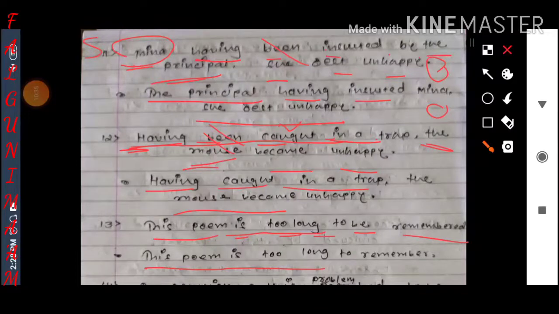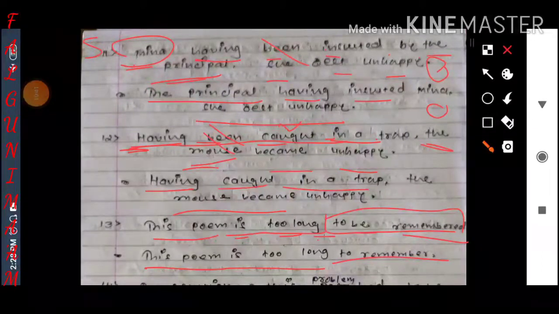Now change the last three words to be remembered. So this removed to remember. Why? Because there is "to". After "to", as we know, there is always a root verb, and after "to" we have remember as a form of root verb. तो यहाँ पे कोई चेंज नहीं होगा.